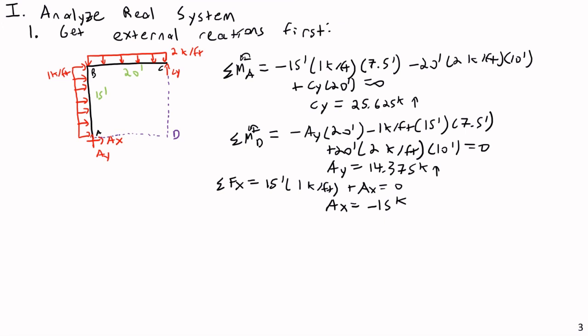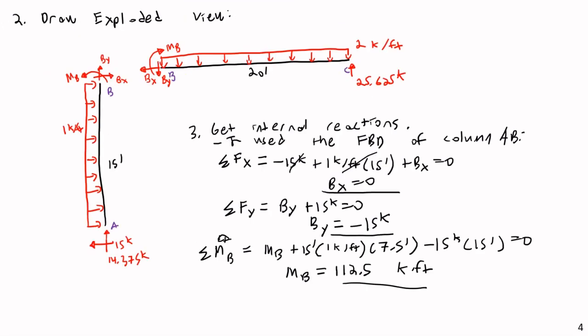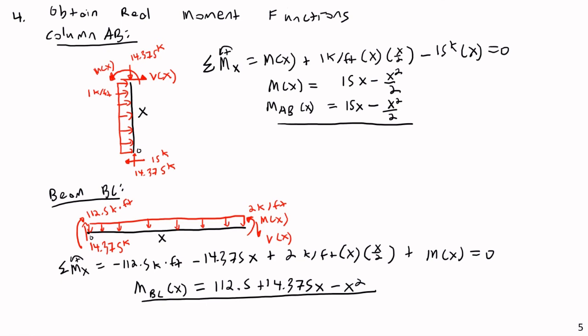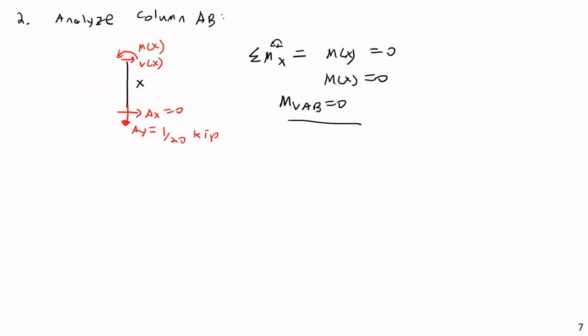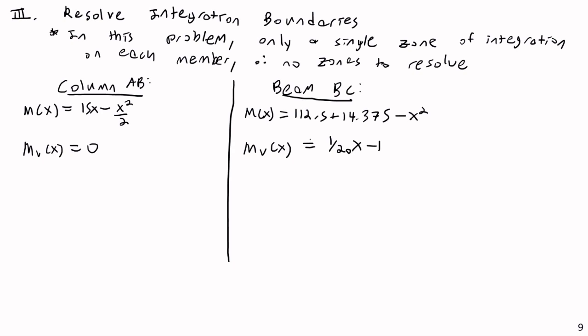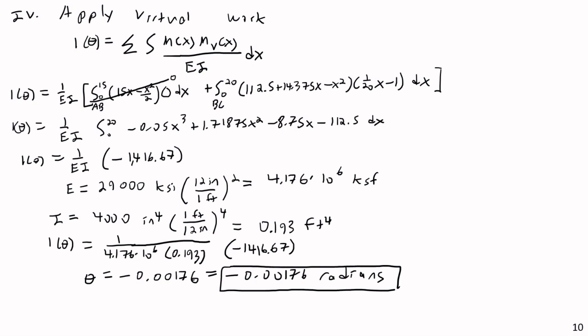For either the real or the virtual system, you first find the external forces, then you find the member end forces. You develop moment functions for both the real and the virtual systems. Then you resolve any boundaries that exist. There weren't any boundary clashes here, so we were fine. Then you apply the principle of virtual work. You work through the integral, collapse everything down, make sure to take care of your units, and at the end you get your final rotation.